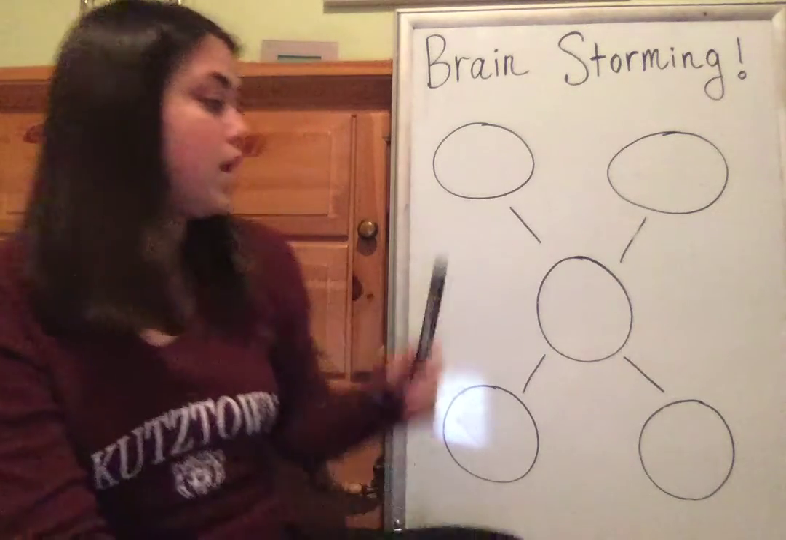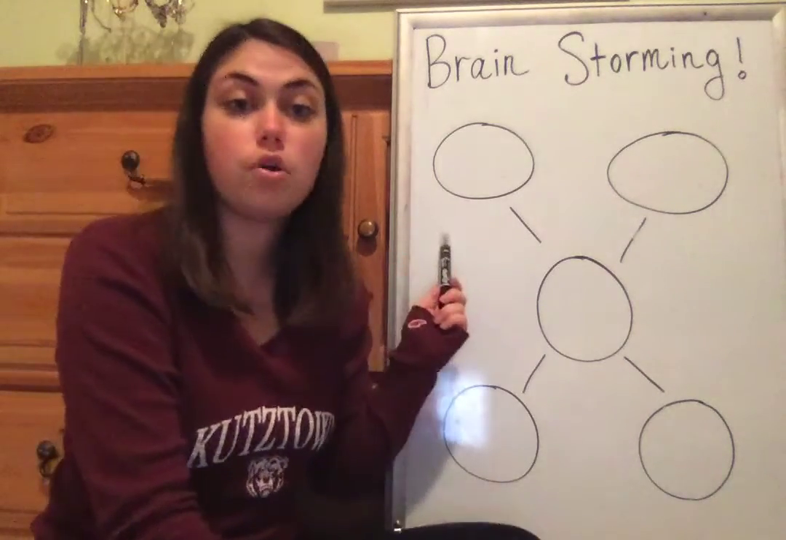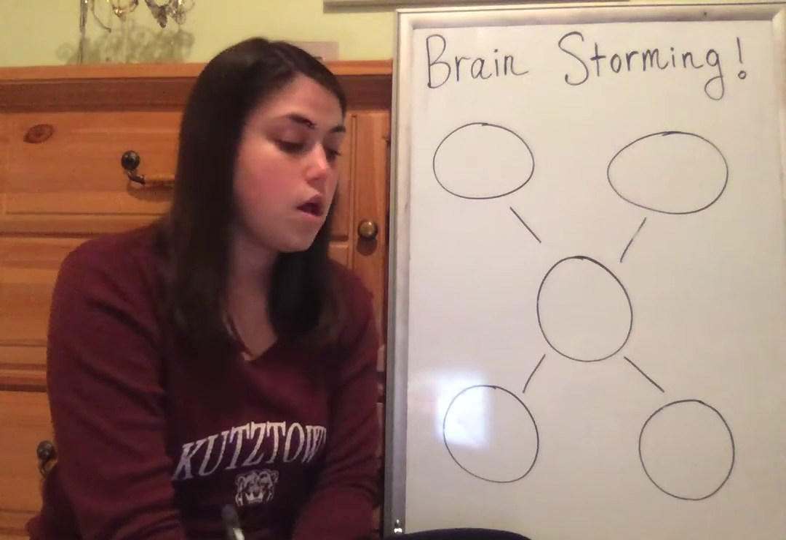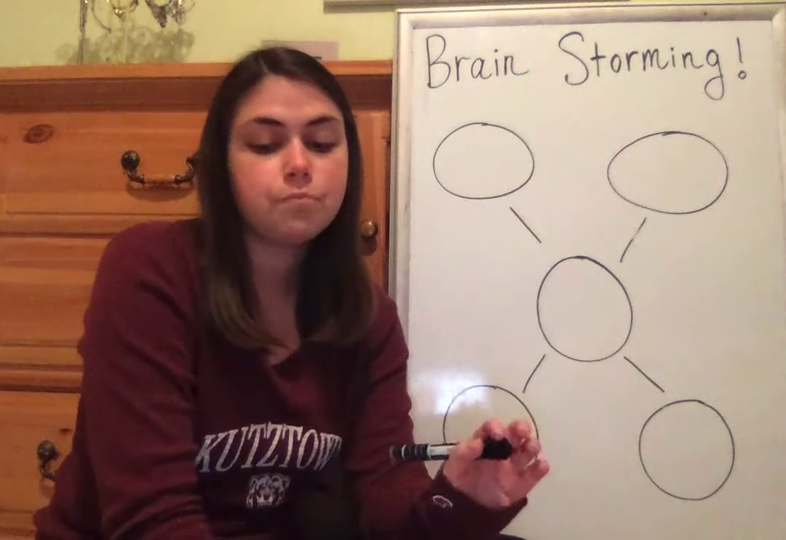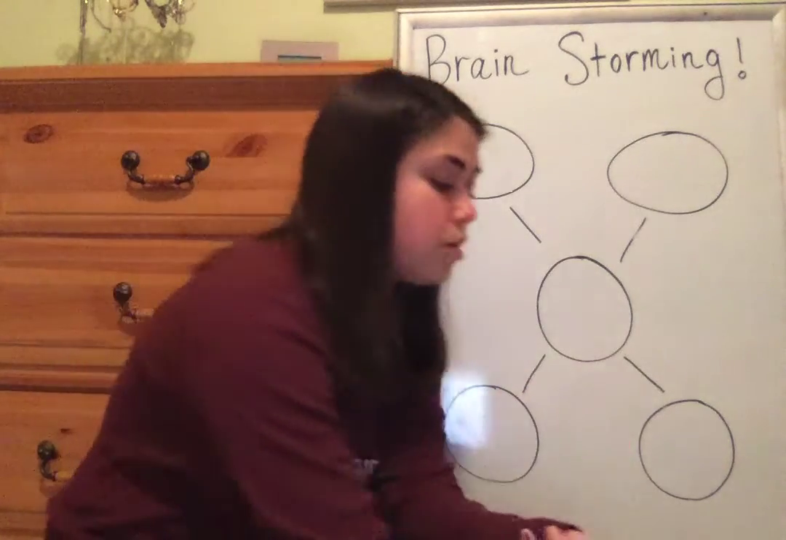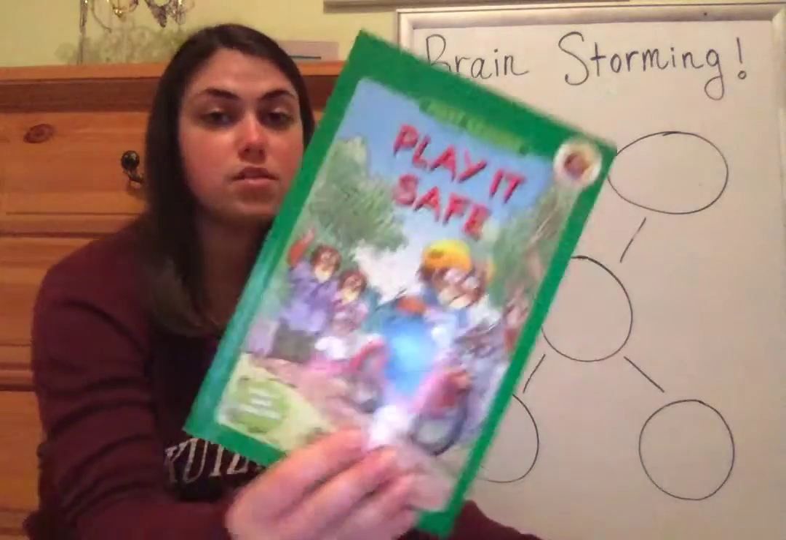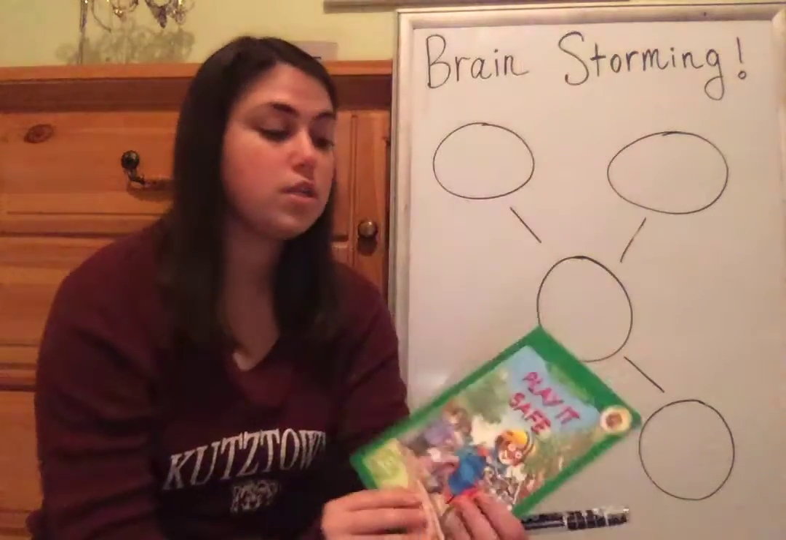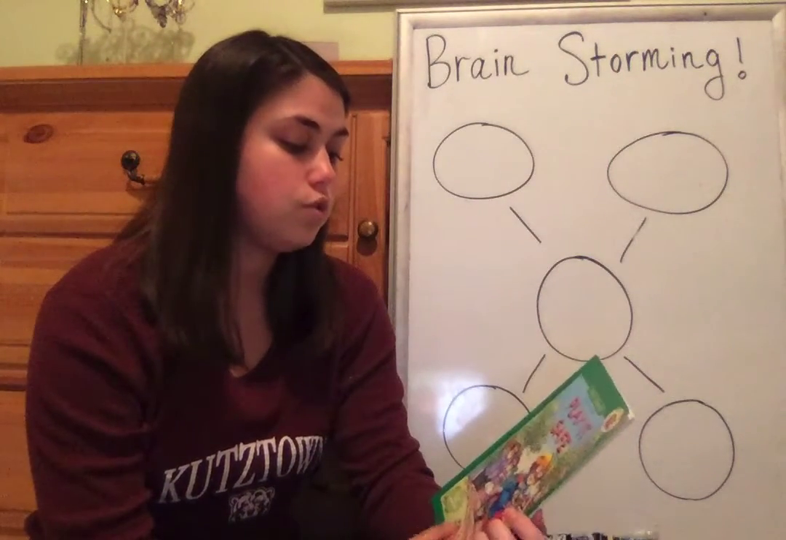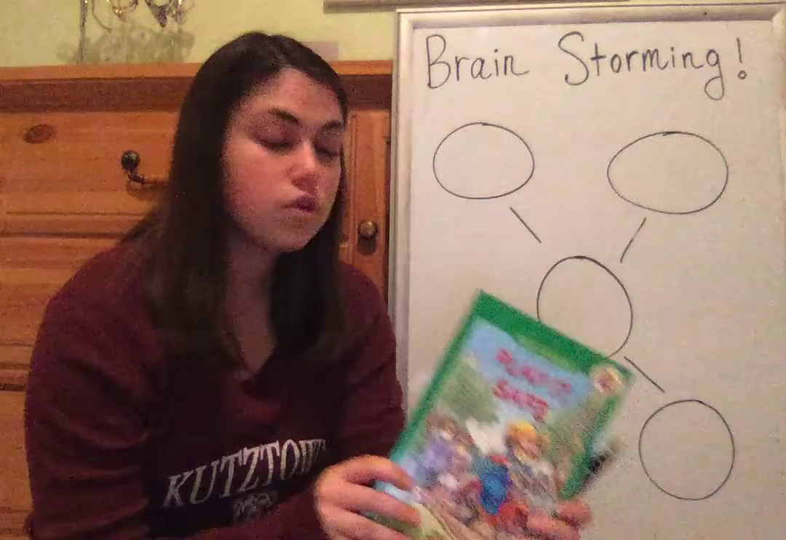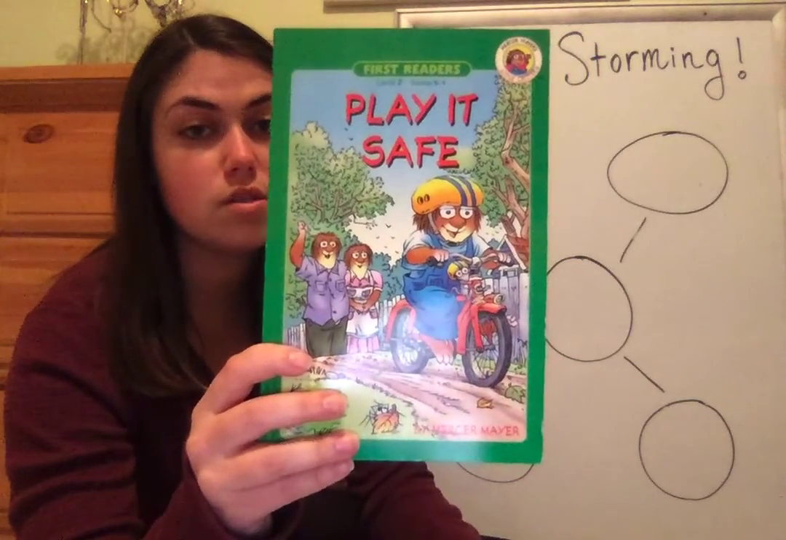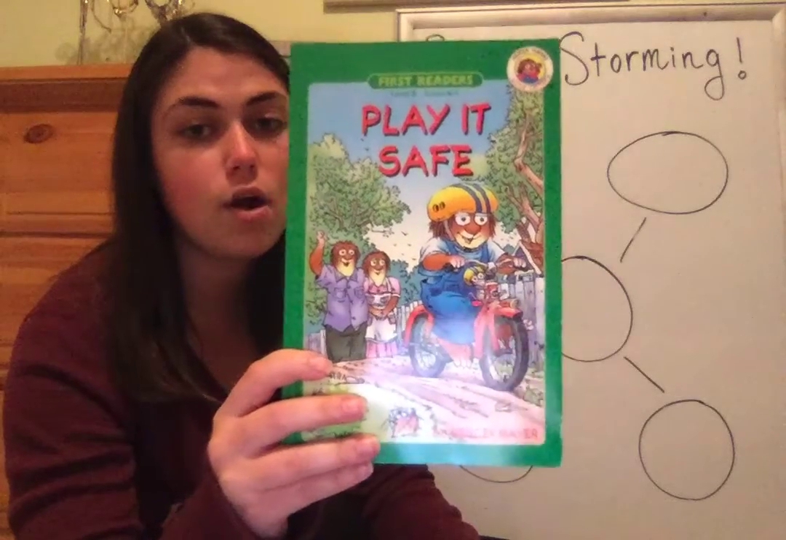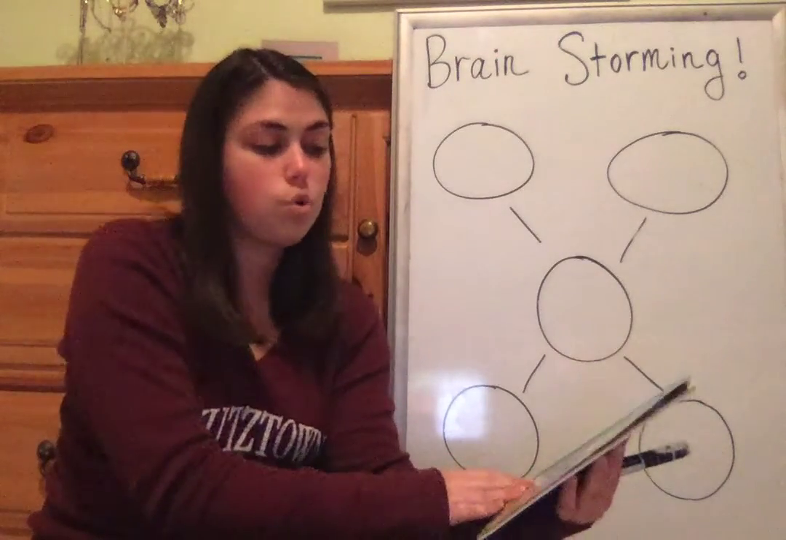I have my chart already written up on the board here, so this is a way you could demonstrate how to use it. The book I'm going to be using today is called Play It Safe. If I'm pretending that I'm going to read this with the child, you would see that on the cover, some things they might notice is that there's their parents, the little boy on his bike, he has a helmet on, stuff like that. He's outdoors.